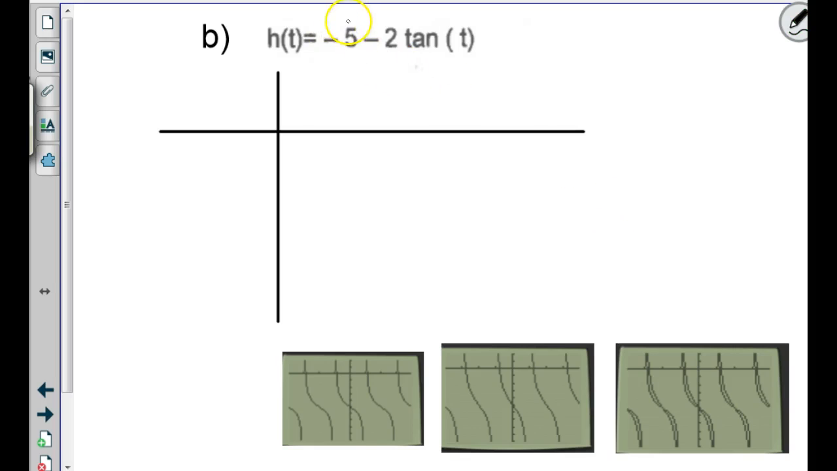This one has a downshift of 5. So it's down here.